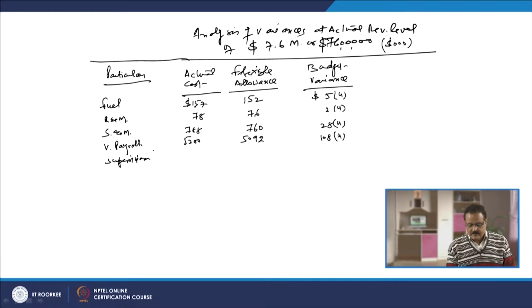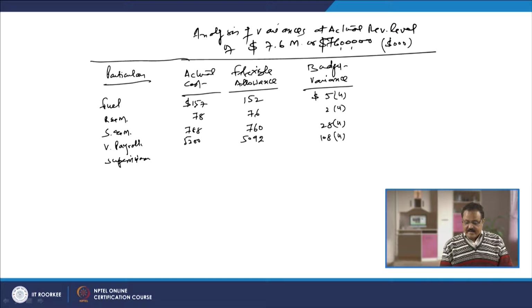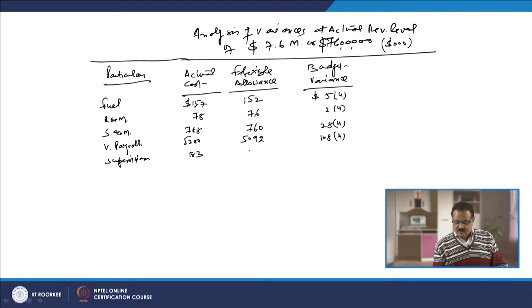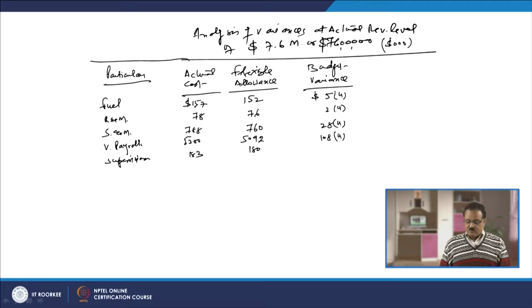Then you talk about the supervision. Supervision is largely a fixed cost. So, let us see in the supervision what has happened. Actual cost paid is 183,000, and the allowance was 180,000 because it is a fixed cost. Fixed cost given to us at the 8 million level of revenue is 180,000. So, at 7.6 million it was expected to be the same, if not coming down. But actually it has gone up by $3,000. So, expected was 180,000 and actual is 183,000. So, there is a negative variance of 3, and this is unfavorable, right.